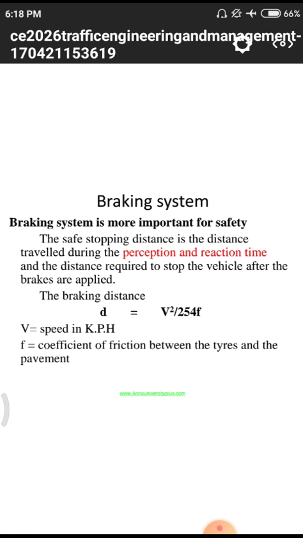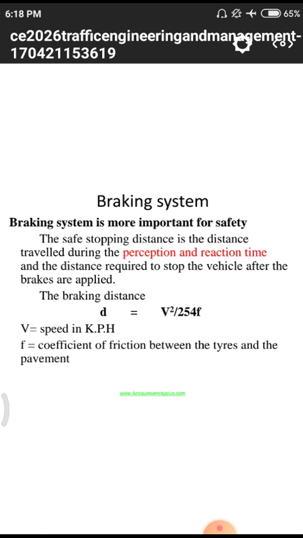Those conditions will be understood whenever we have knowledge of the stopping sight distance. If there are any emergency conditions, we need to apply our brakes, and at which distance the brakes have to be applied totally depends upon this stopping sight distance, that means the minimum distance between two vehicles.